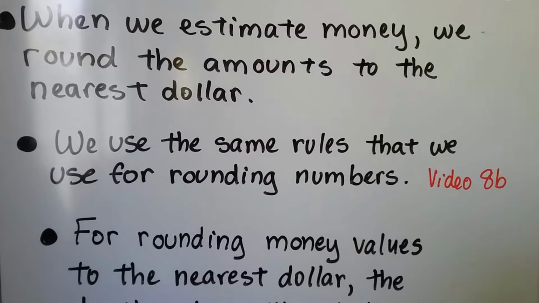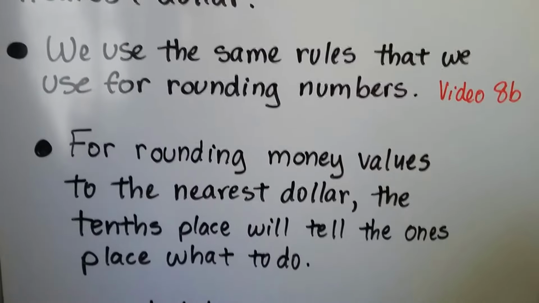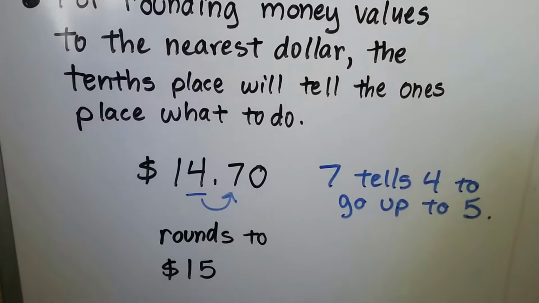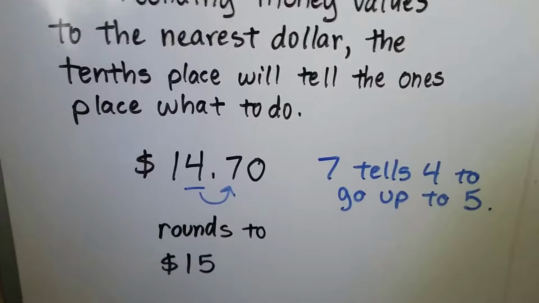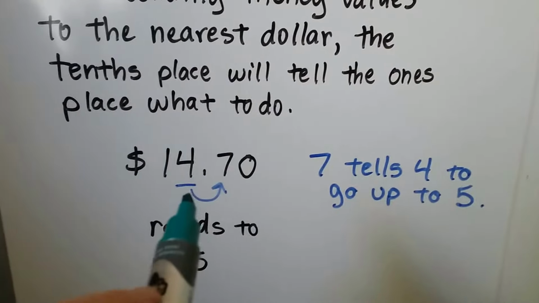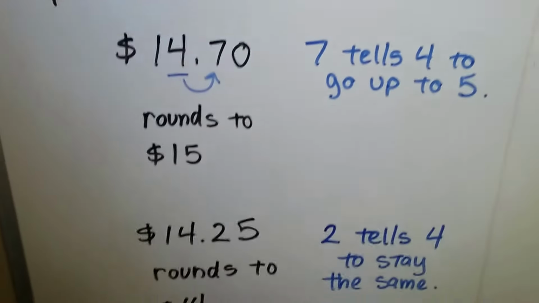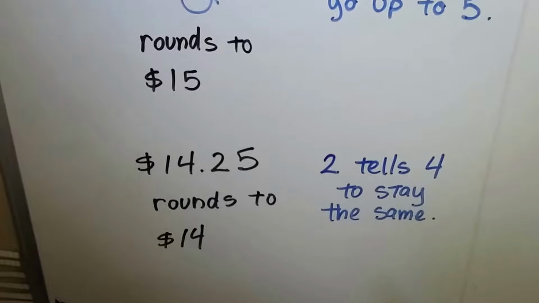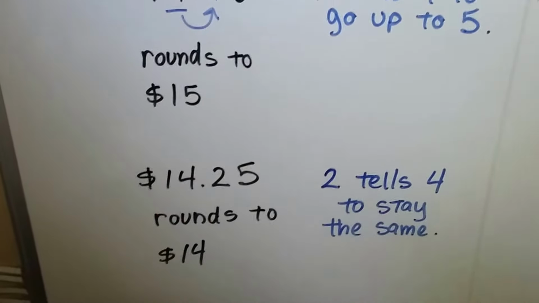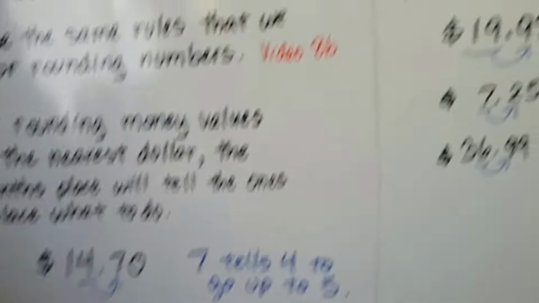We use the same rules that we use for rounding numbers. That was in video 8B. For rounding money values to the nearest dollar, the tenths place will tell the ones place what to do. If we have $14.70, that 7 is going to tell that 4 to go up to a 5, so it's going to round to $15. If the amount is $14.25, this 2 is going to tell that 4 to stay the same, so it's going to round to $14. That can help us when we shop, can't it?